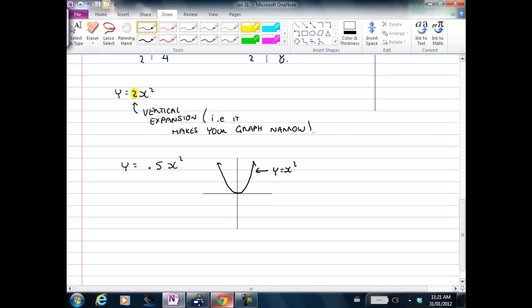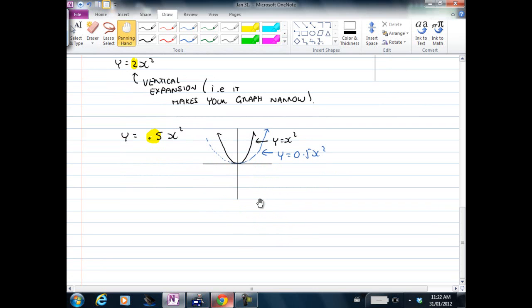So 0.5 really is smaller than 1, which means I'm compressing it. Imagine you have 2 hands right now, one hand here, one hand here. Imagine you're squishing your 2 hands together. What happens to this parabola when you squish it together? It gets a bit more wide. Okay. So right here, this is y equals 0.5 x squared. Shorter, yes. But really you won't be able to tell because it gets so wide. That's why.